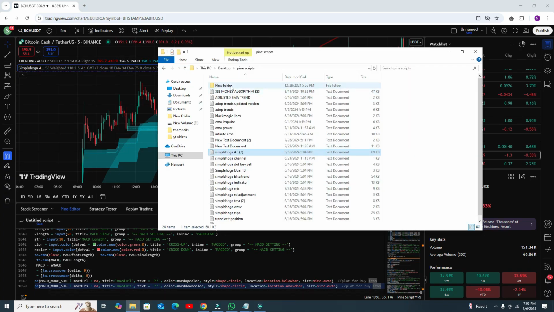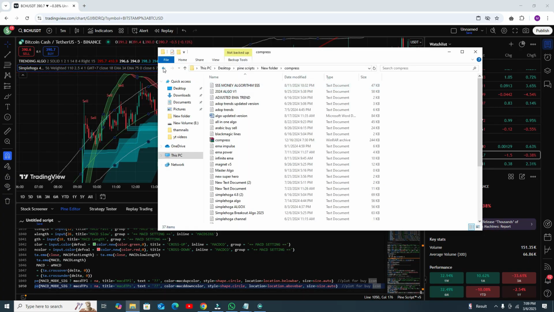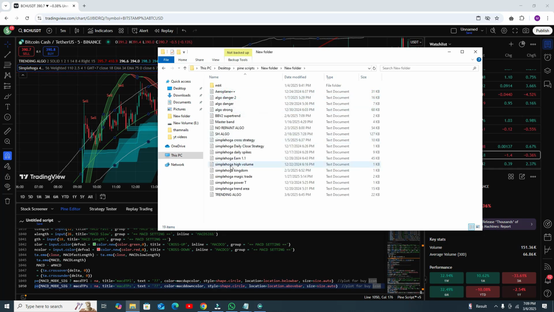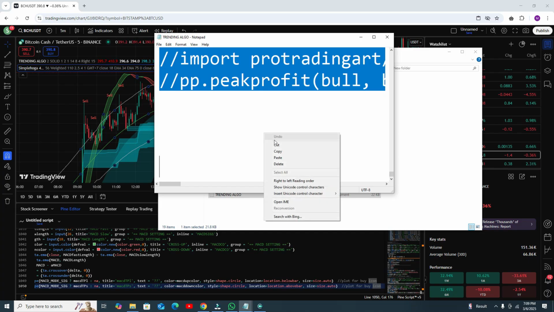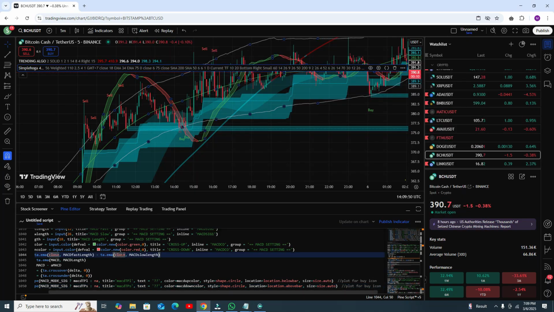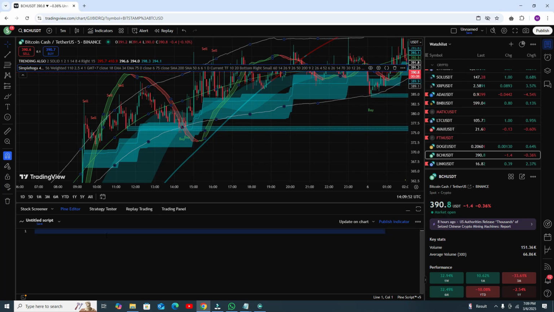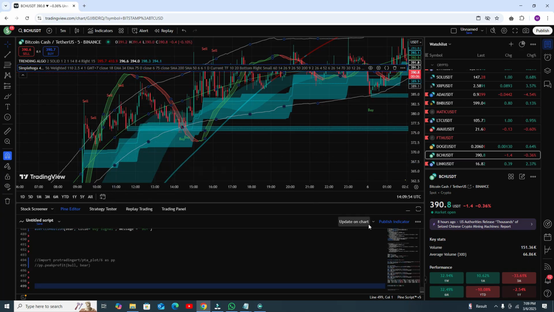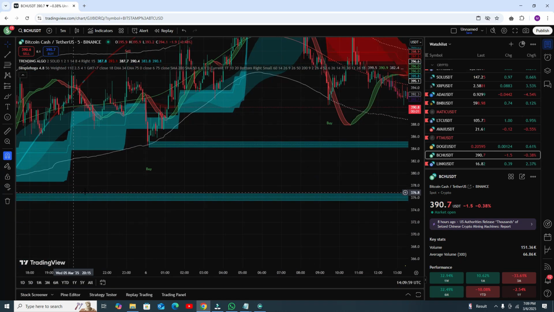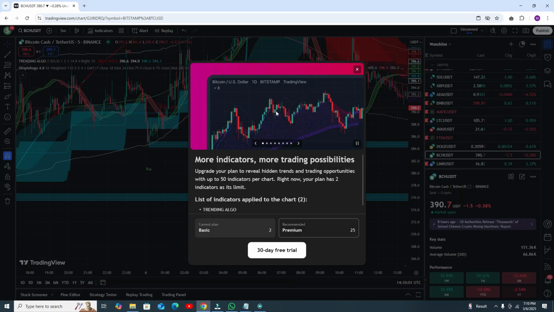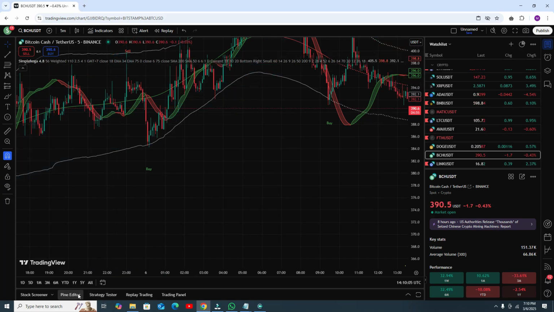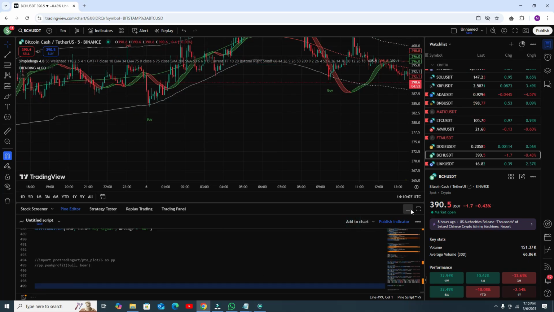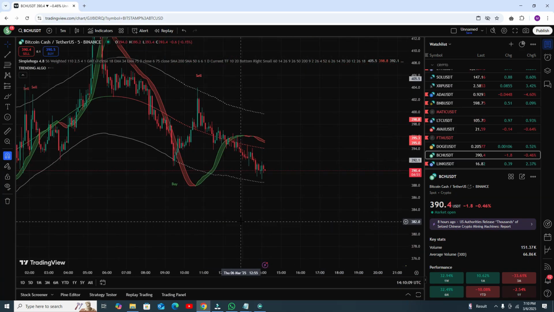The second indicator you need to add is trending algo. Control A, copy the code. Then remove all the code here, paste my code, then click on add to chart. Your indicator is now ready. But for the second indicator, we first need to remove this code and then add the new code, because you can add only two indicators.